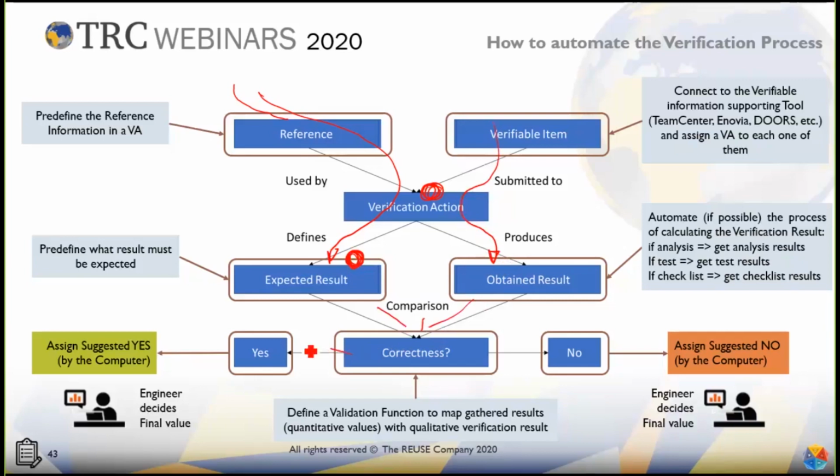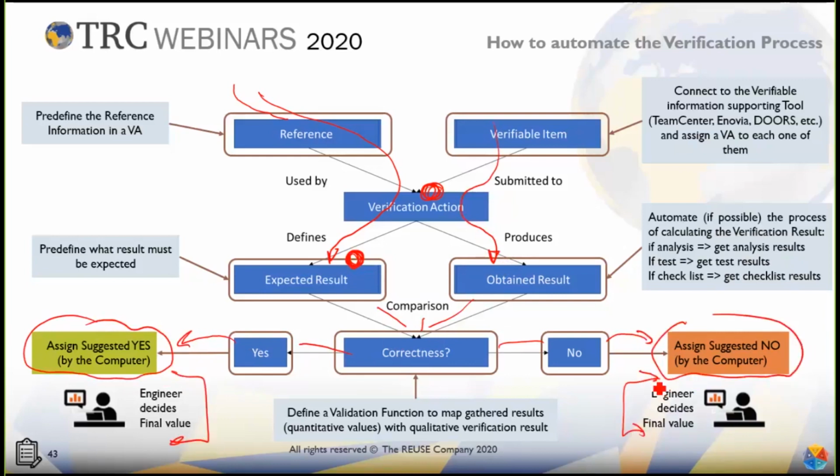And in our case, as computers are doing this process automatically, instead of saying yes or no, we are going to have a kind of intermediate yes, suggested yes, or intermediate no, suggested no. And then we put the engineer at the end, deciding whether yes or no is proper. So the engineer always has the last word here.